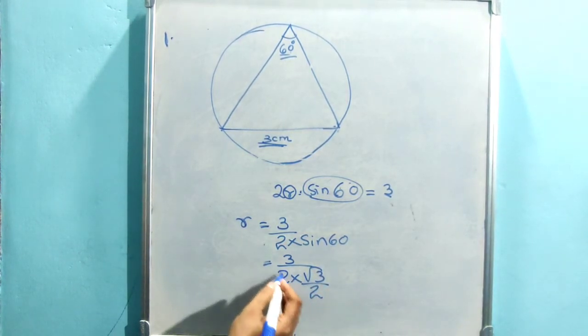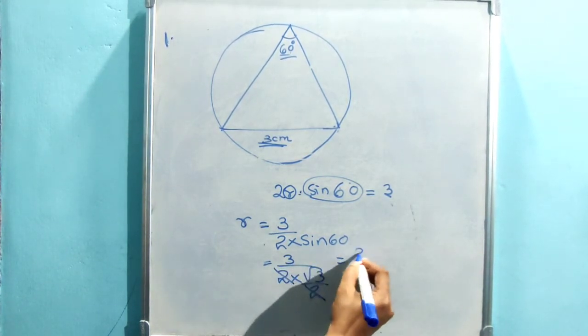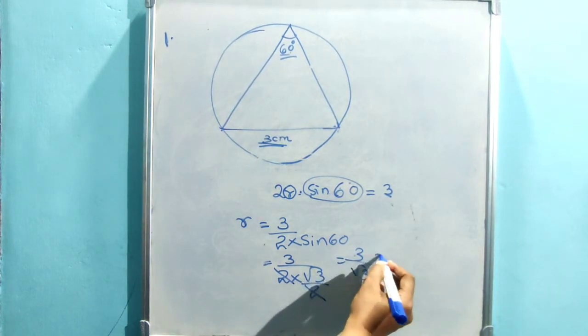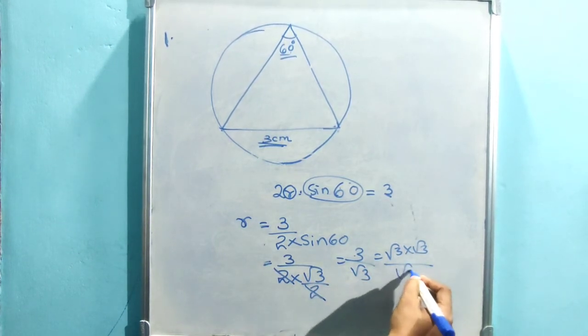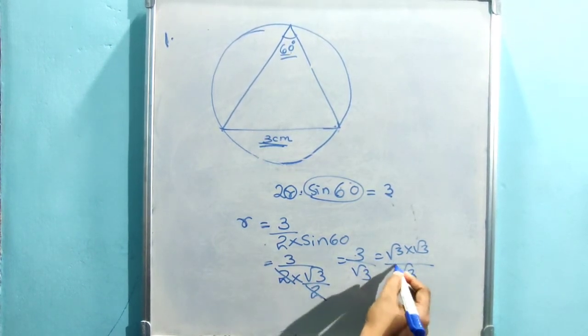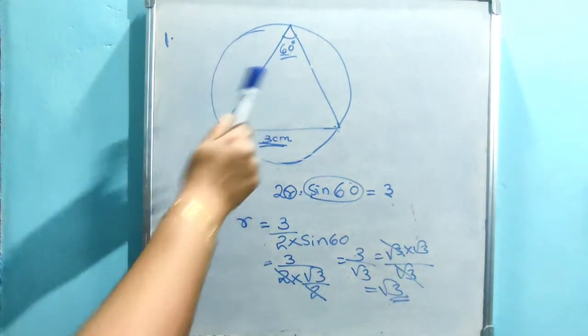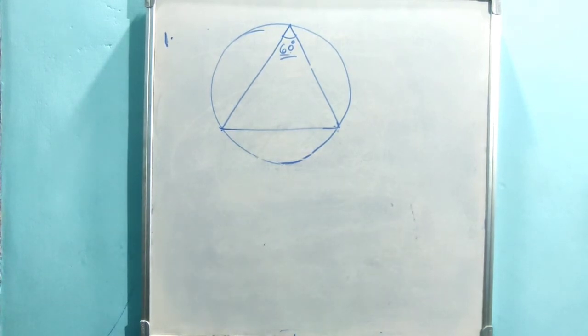First we cancel the denominator, 2 and 2 get cancelled. Then we have 3 by root 3. We know that 3 is root 3 into root 3, so one root 3 gets cancelled and we have root 3. That is, the radius of the circle is equal to root 3 centimeter. Clear?